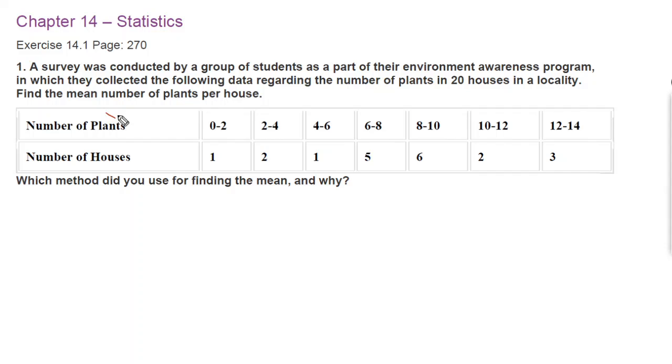Here we have a table, number of plants. Here the number of plants has been grouped. So it's grouped data: 0 to 2, 2 to 4, 4 to 6, 6 to 8, 8 to 10 and like this, and these are the number of houses. So let's draw a table with it.